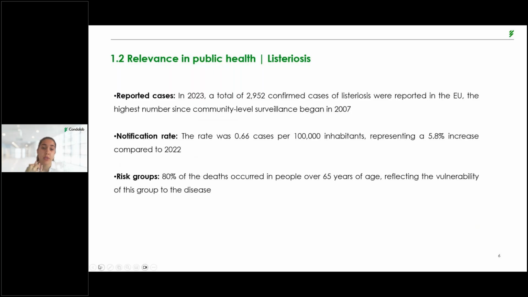Also, we can talk about the risk group. 80% of deaths occur in people over 65 years of age, and of course this reflects the vulnerability of this group to listeriosis. If we see all these numbers and the whole report, we can say that we need to keep talking about Listeria and listeriosis, because the reported cases are growing. The notification rate too. So we have to keep talking about Listeria, how to control it and how to eliminate it, because it's still here and it's still a problem.